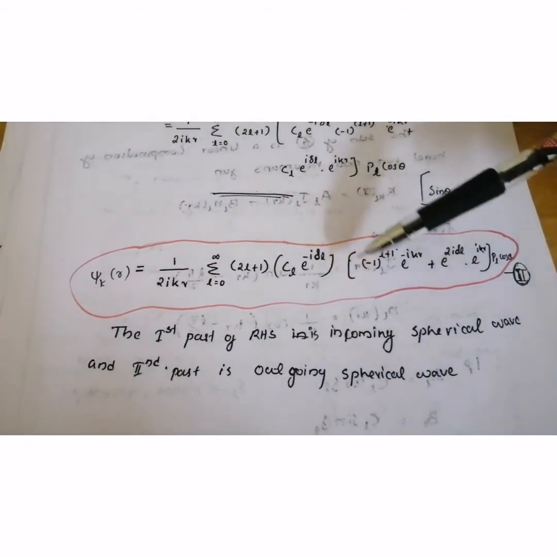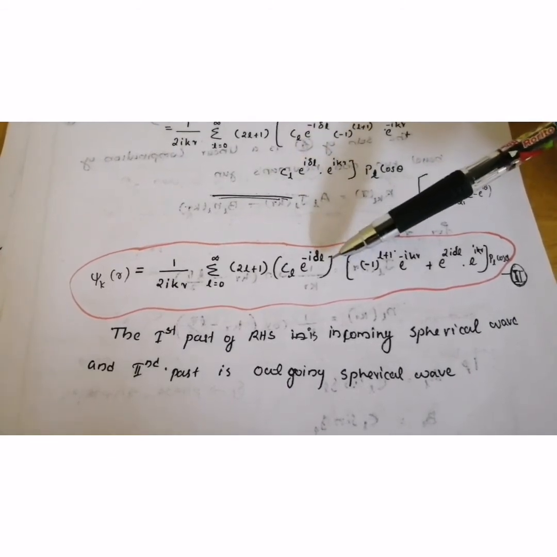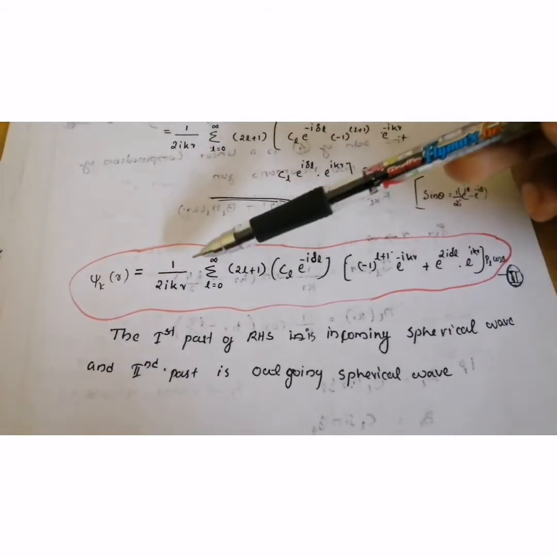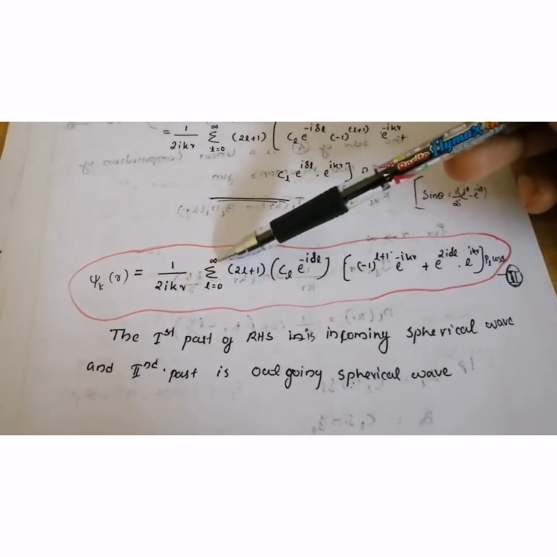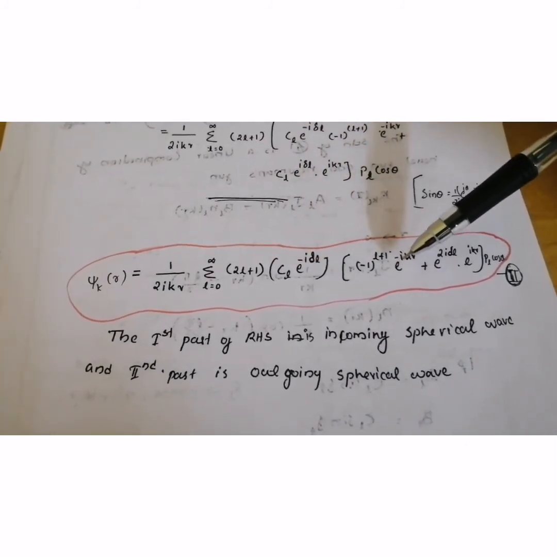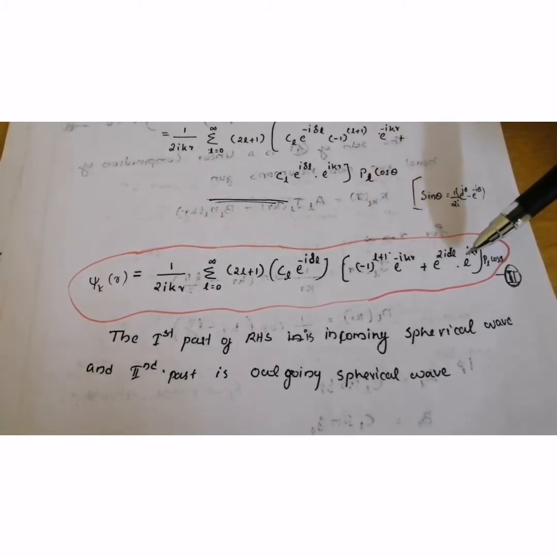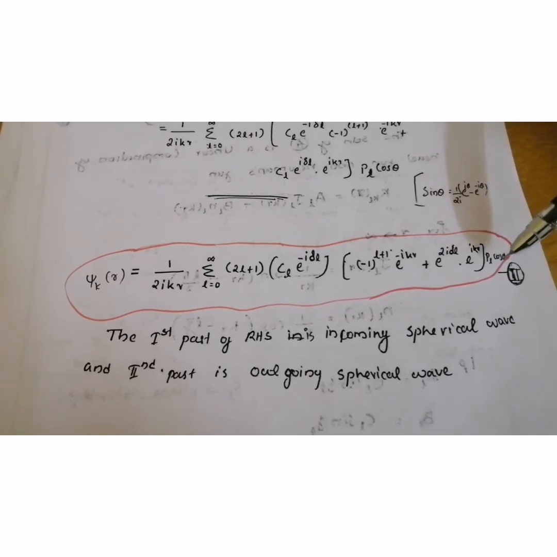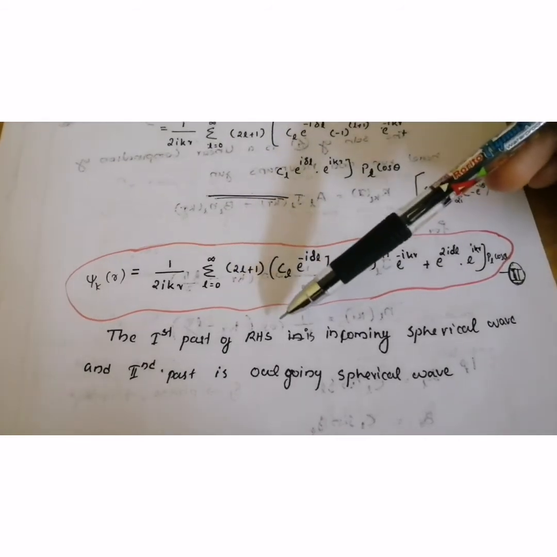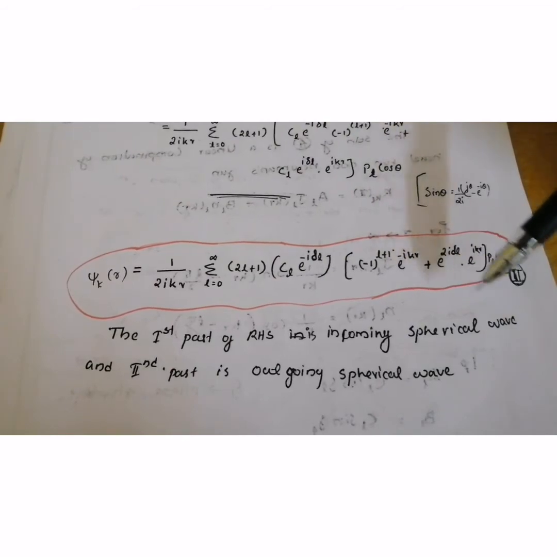Here we took C_l and e raised to minus i delta_l as common from the bracket, and then we get psi_k(r) equal to 1 by 2i kr sigma l equal to 0 to infinity (2l plus 1) C_l e raised to minus i delta_l times minus 1 whole raised to l plus 1 e raised to minus i kr plus e raised to 2i delta_l e raised to i kr, into P_l(cos theta). Put this equation number as 2. The first part of the right-hand side is the incoming spherical wave and the second part represents the outgoing spherical wave.